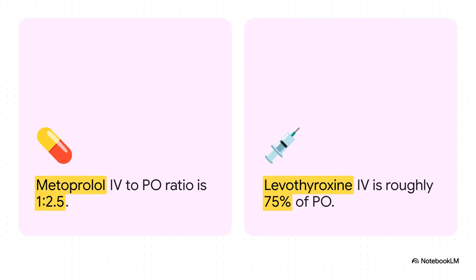Please do not fall into the trap of assuming every single drug has a convenient one-to-one IV to oral conversion. Look at metoprolol, for instance. The IV to PO ratio is 1 to 2.5, so 5 milligrams IV is actually equivalent to 12.5 milligrams orally. For levothyroxine, the IV dose is roughly 75% of the oral dose, or a 0.75 to 1 ratio. Keep those straight in your head.